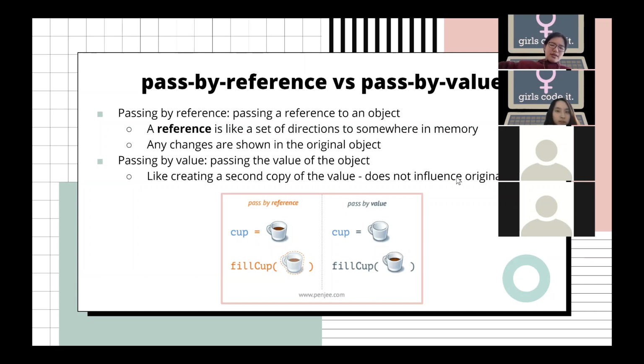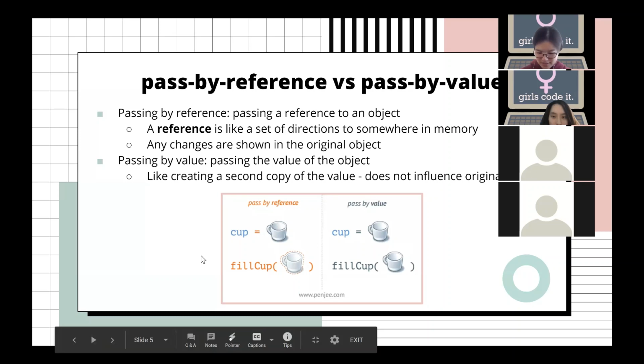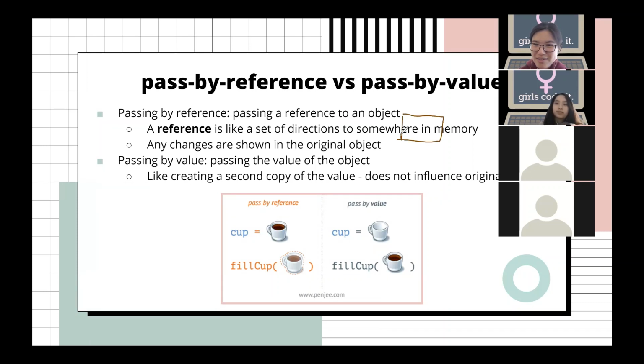So last class we talked about how variables for primitives store numbers, right? But when it comes to reference objects, instead of storing numbers, they store addresses. So let me see. Can you guys see what I'm drawing on here? Yes. Sweet.